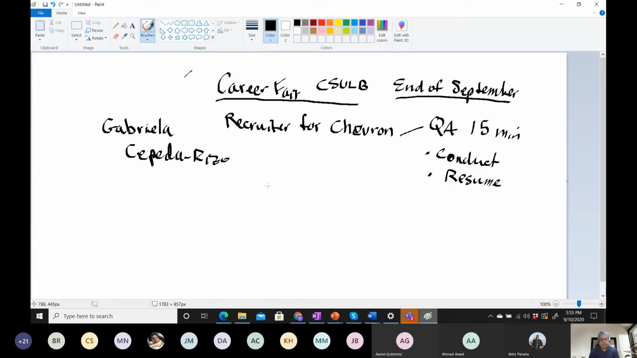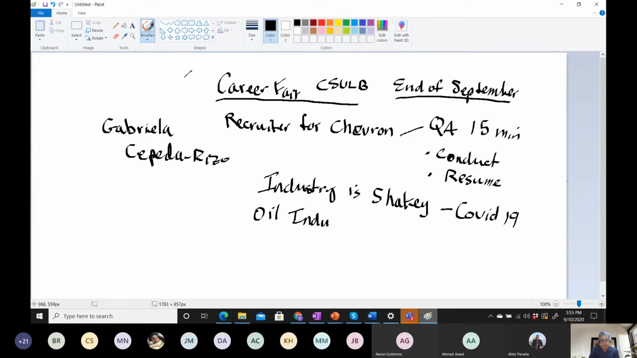Now, the industry is shaky right now because of COVID-19. She's in the oil industry, and the oil industry is suffering right now because of no oil. Basically, no one's driving anymore, or not as much. Driving's gone down, so their industry is really hurting.